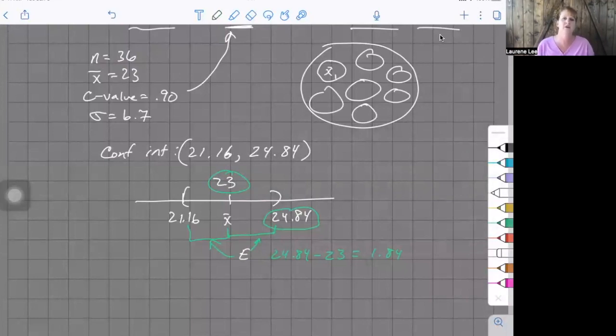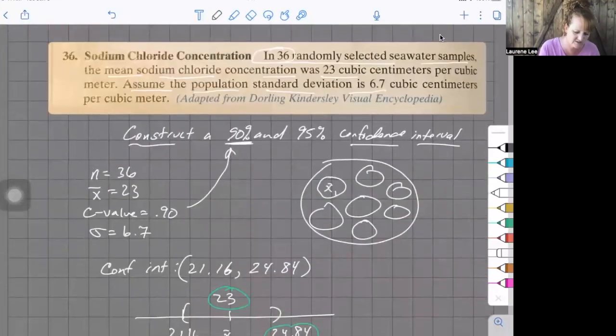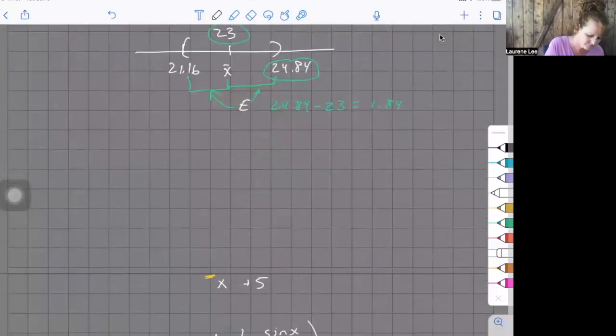Now, what if I want a higher confidence that my interval contains the mean? So the second part of this problem says, let's construct a 95% confidence interval. So if I want a 95% confidence interval, that means that if I pull 100 samples, I want 95 of them to be green and only 5 of them to be red. So I want to be more sure that my interval is going to contain the mean.